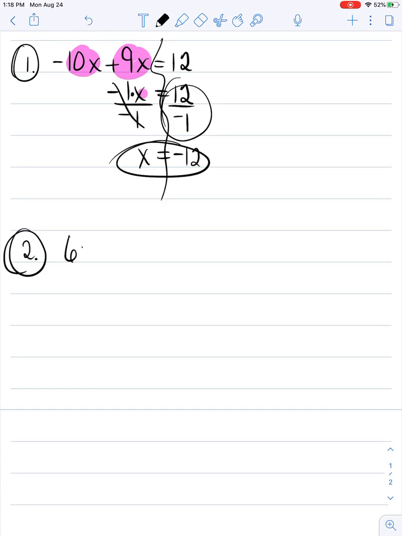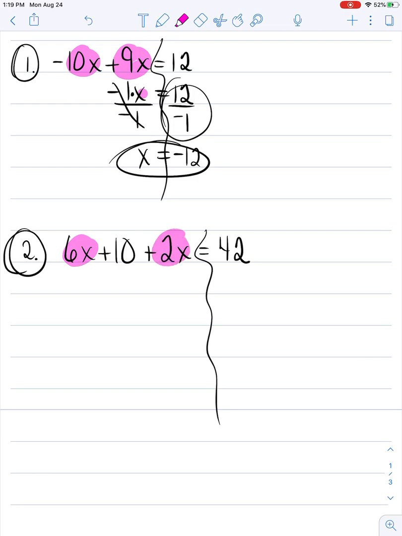I have 6x plus 10 plus 2x equals 42. So first, do I have like terms? Yes, I do. I have 6x plus 2x. So 6x plus 2x is 8x. Bring down the plus 10 equals 42.